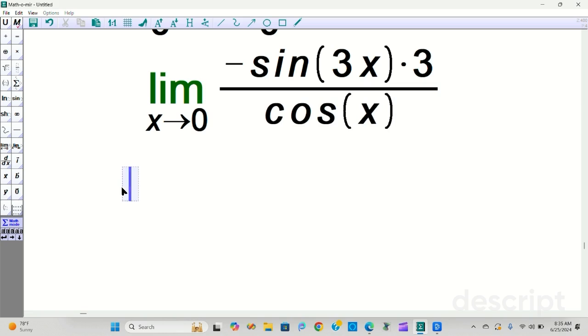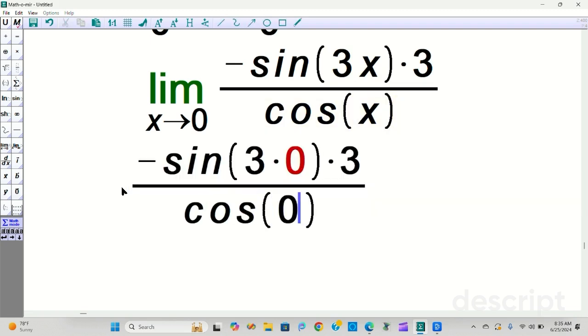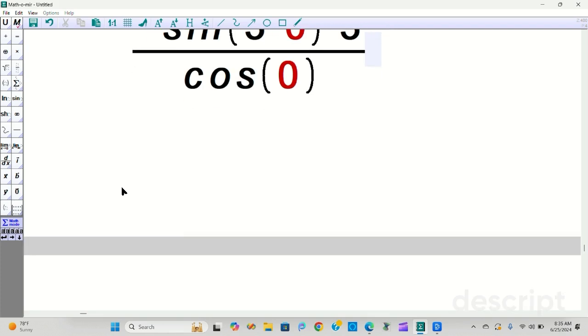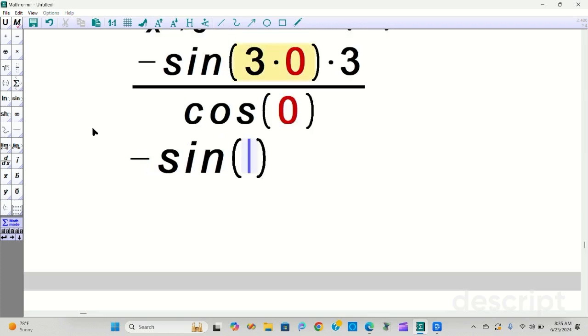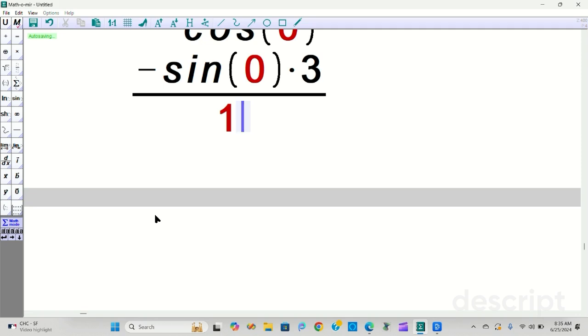independently. Then you try substitution again, so it's going to be negative sine of 3 times 0 times 3 on the outside divided by cosine of 0, plugging in. So this is going to give us negative sine of 3 times 0, which is 0, with the 3 on the outside. Now cosine 0 on the bottom is 1, so that's going to give us the following then.